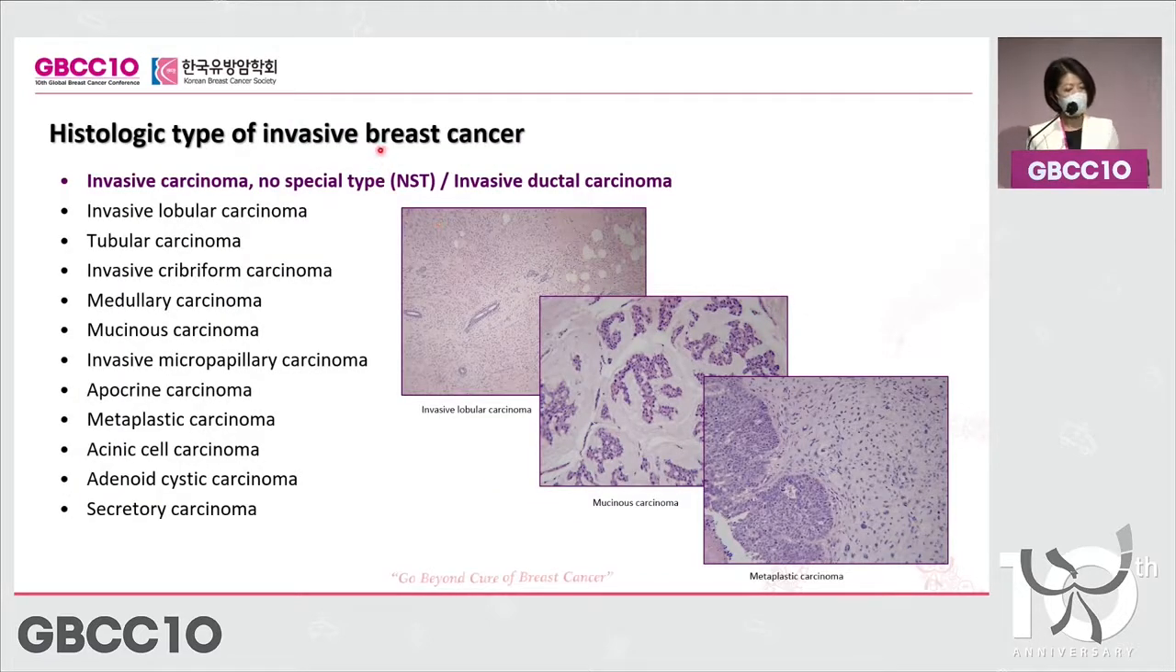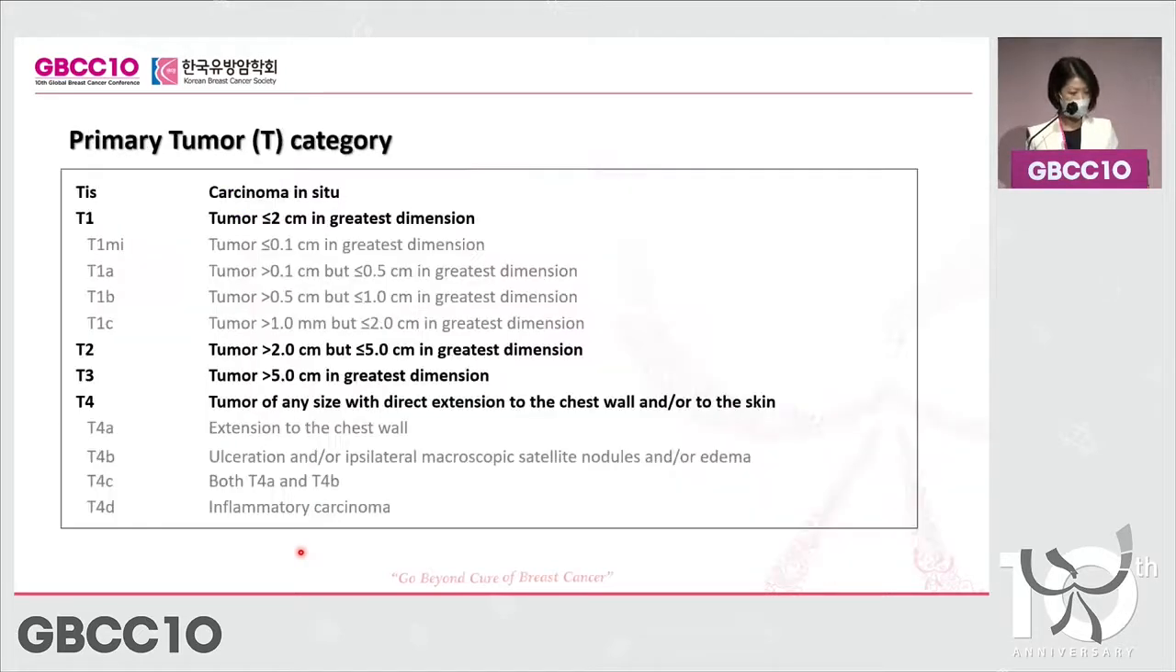For dense breasts, we can categorize them into the no special type and invasive ductal carcinoma, but there's also lobular carcinoma, tubular carcinoma. There are various types of subtypes which have an impact on the prognosis, and also ER positive, ER negative, and HER2 positive, HER2 negative all have different types of subtype characteristics.